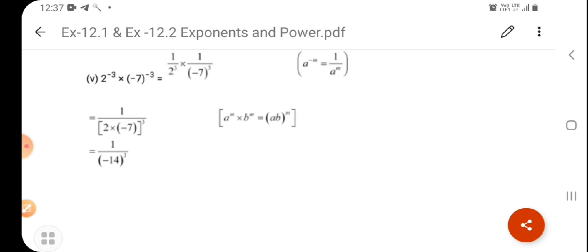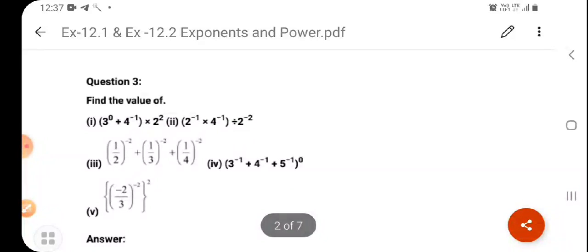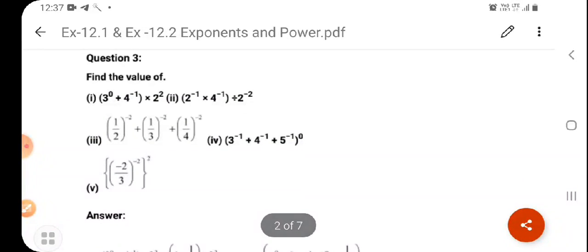So 2 into minus 7, that is minus 14 to the power 3. Question number 3: find the value of 3 to the power 0. Anything which has the power 0 is equal to 1.